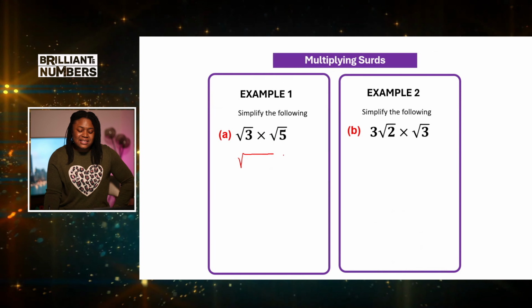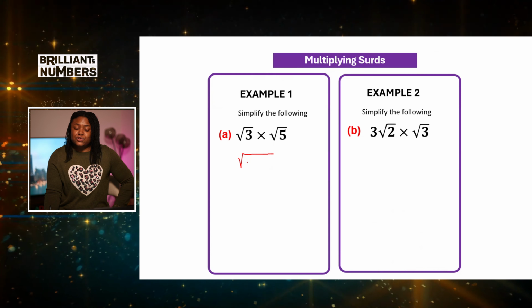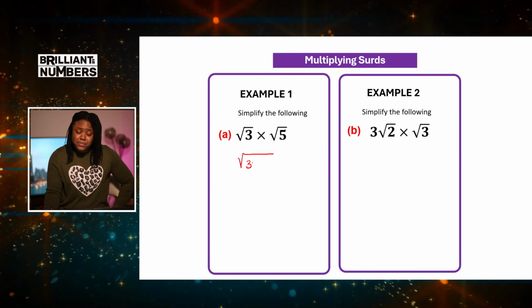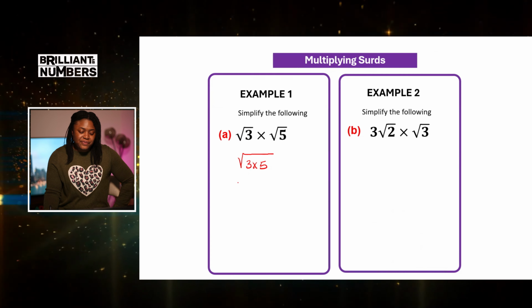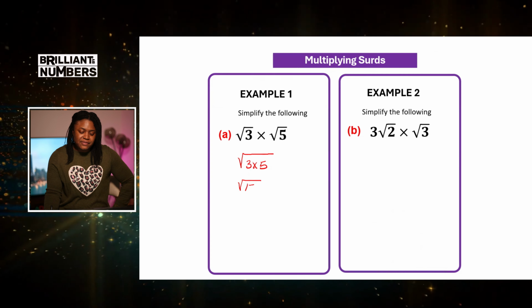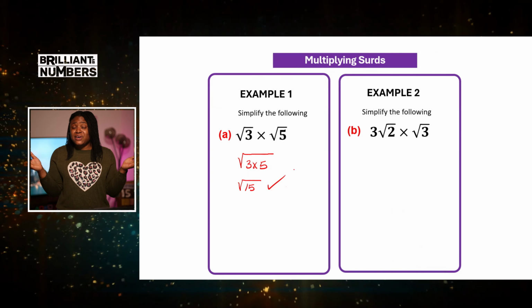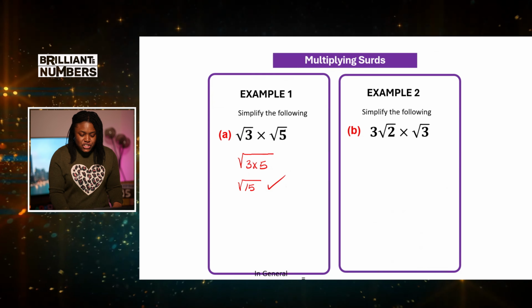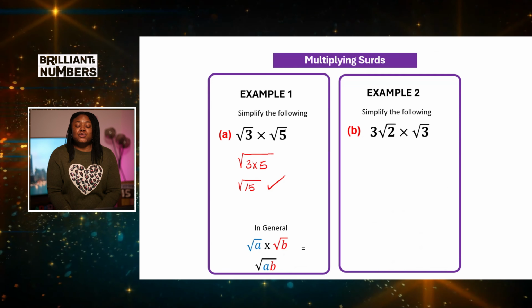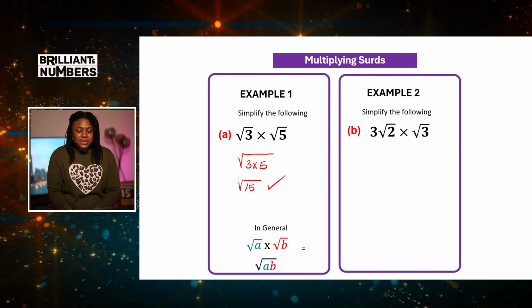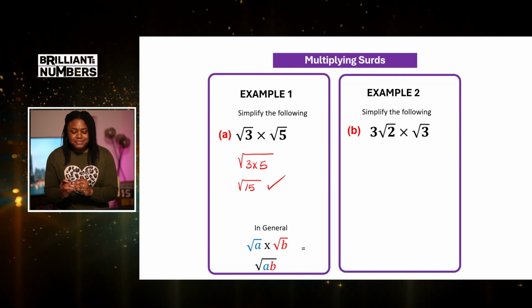So root 3 times root 5 is equal to root 3 in one root multiplied by root 5. So root 3 times root 5 gets us to root 15. And that's simply our answer. Now in general, root A multiplied by root B will always be root AB.